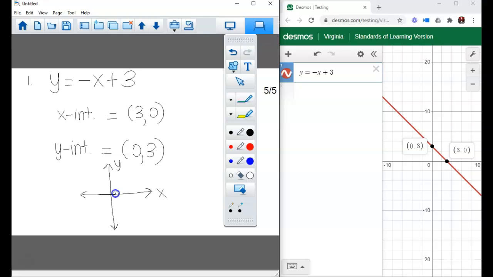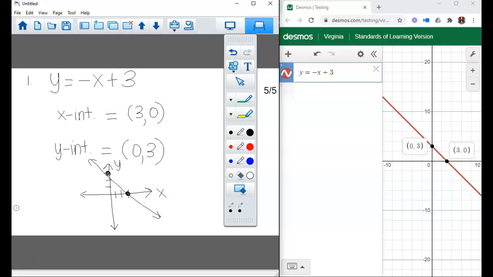So your x-intercept was at 3, 0. So right there, we've got that. And our y-intercept was 3. And then you can use those 2 points to draw the line. And hopefully yours will be straighter than mine is.